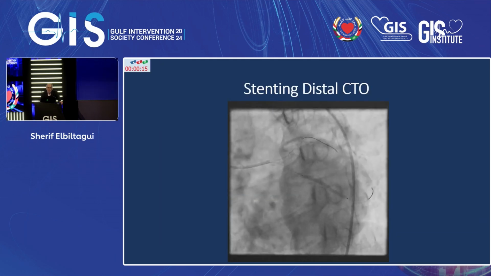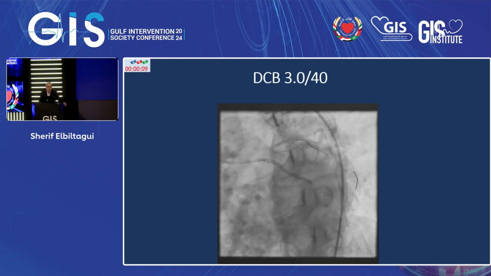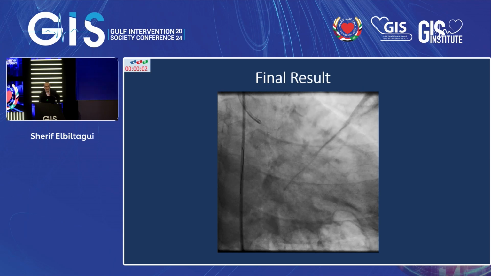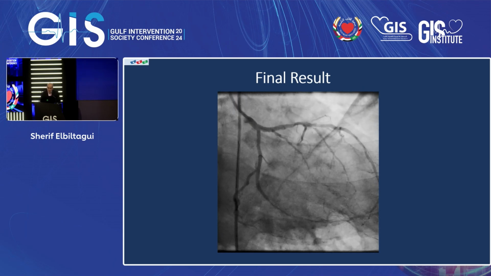And then I did stent the mid-occlusion due to a large hematoma, and preferred to use a DCB in the proximal in-stent occlusion. I was lucky to have a nice final result here.